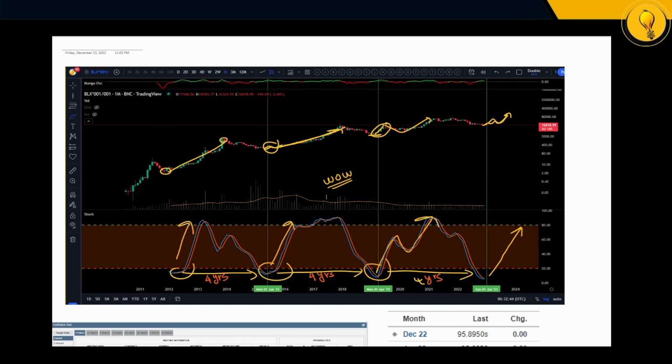Today, we'll be adding two more pieces to the puzzle, to our thesis that in a couple of months, we will be approaching the rising bull market phase. We'll be talking about Bitcoin on the monthly time frame. I found something really cool with the stochastics and the cycles lining up perfectly.